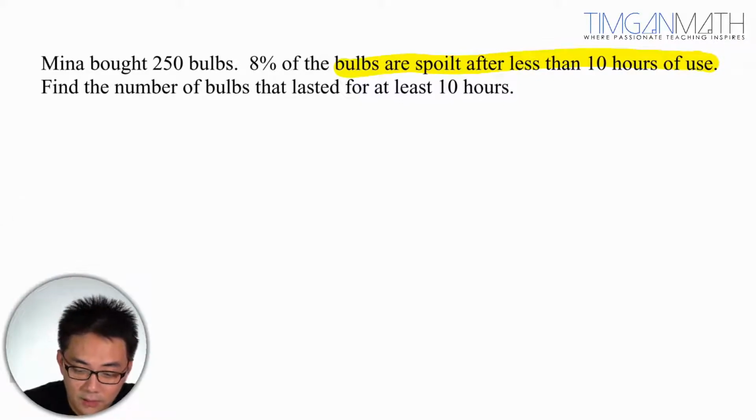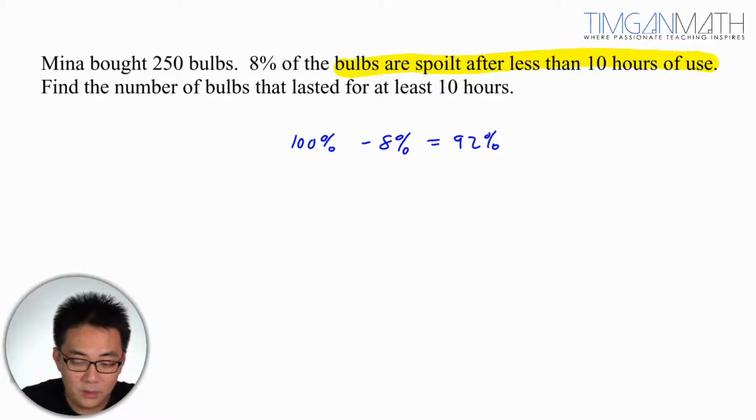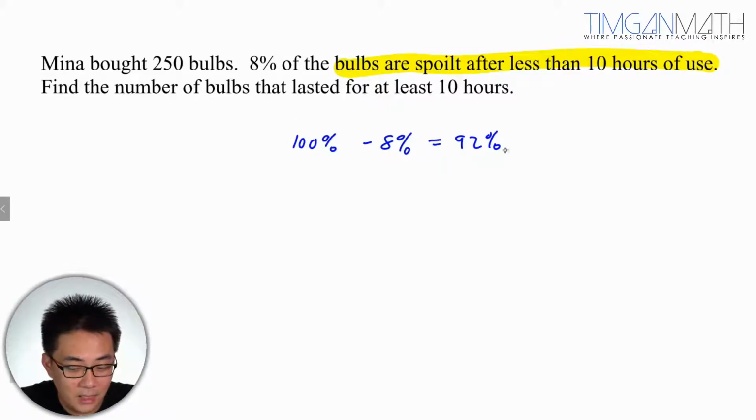In other words, if 8% have already spoiled, we have to subtract 8%. This will be 92%, right? 92% is not spoiled, that lasted. The percentage which lasted at least 10 hours will be 92%.